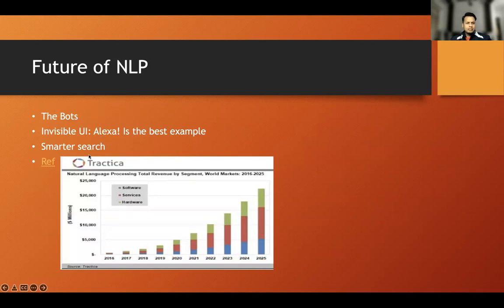Okay, smart search. So here I've taken one reference, so the link is already there. So they are talking about natural language processing total revenue by segment, world markets. Okay, so how much percentage of software, services and hardware is involved? So you can see clearly here, right? By 2025 a lot of services based things will be based on NLP, and some segment will be hardware and some software. Okay, so the services industry is going to use more and more NLP.